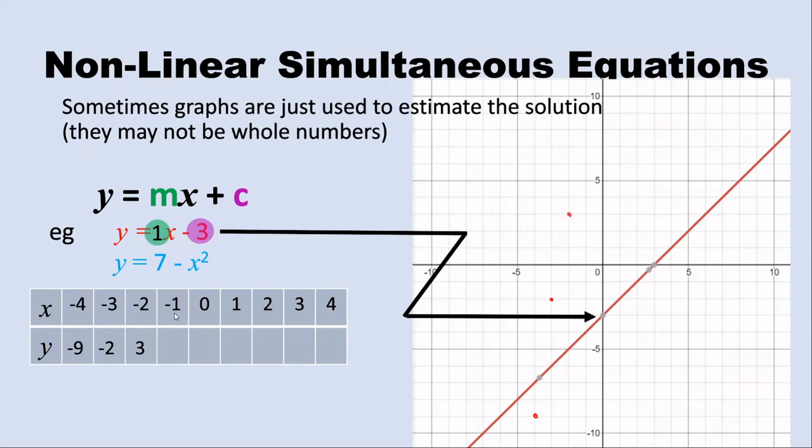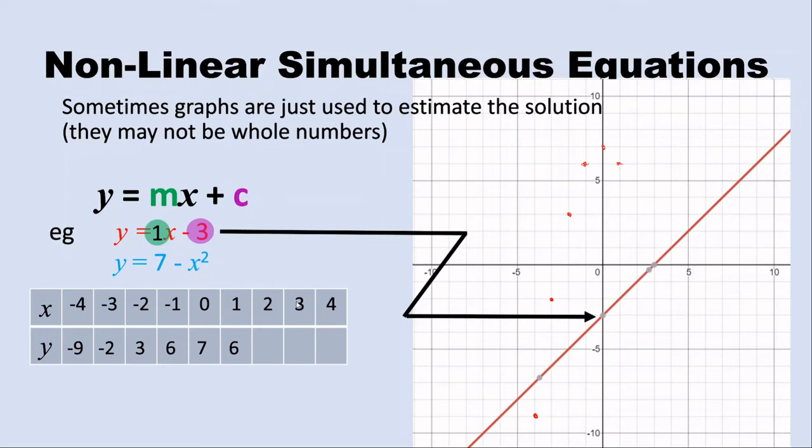Next, I'm doing x is equal to -1. So again, 7 minus brackets, -1, close your brackets and square it. I know -1 squared is 1, so 7 minus 1, that's 6. Again, plotting that, if x is -1, y is 6. Next, if x is equal to 0, well, that's pretty simple. 7 minus 0 squared is going to be 7 minus 0, which is 7. When x is equal to 1, y is equal to 7 minus 1 squared. 7 minus 1 is 6.